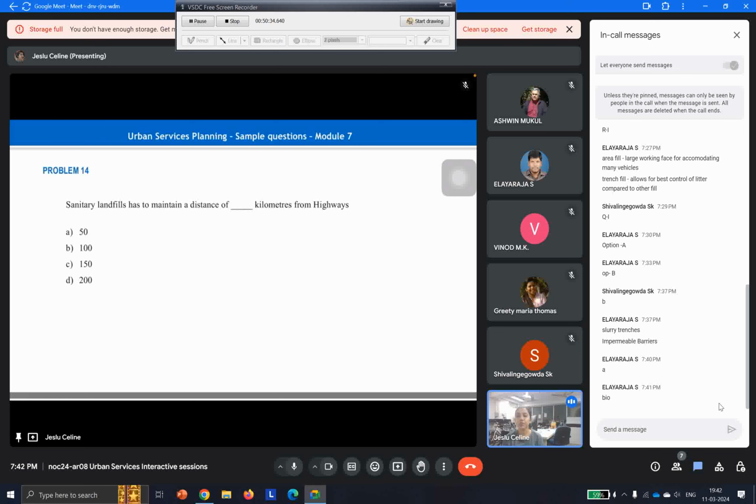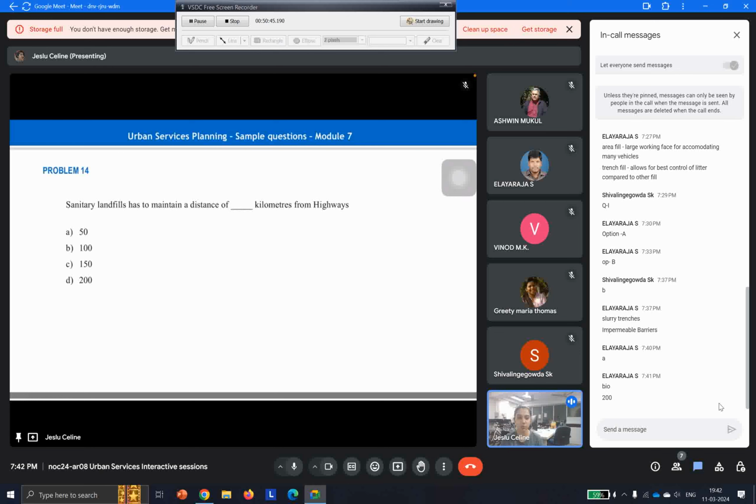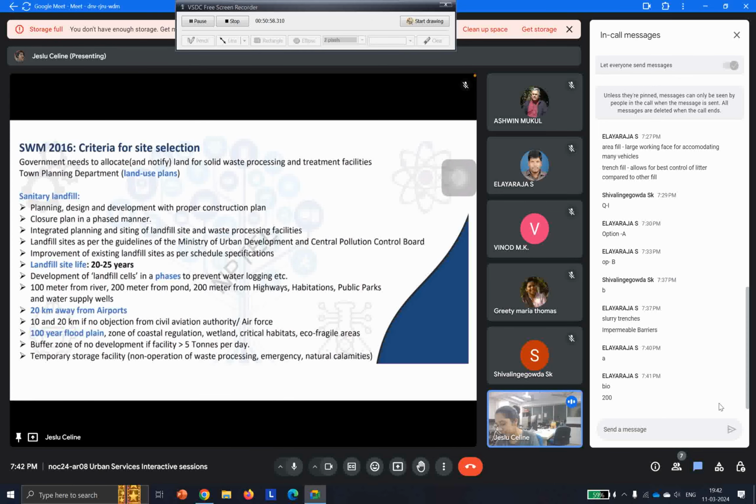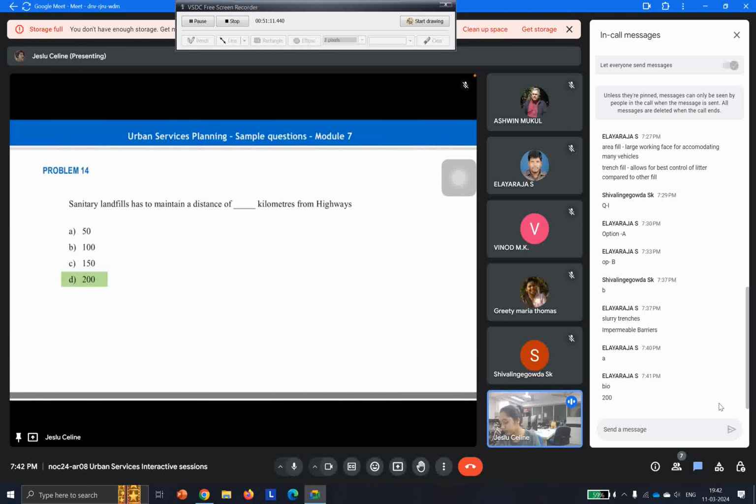Problem 14. Sanitary landfills have to maintain a distance of dash kilometers from highways. All of you should be able to answer this, because in the first question we discussed the distance from airports, and then we discussed highways. Very good, L.A. Raja. Yes, it is 200 meters from the highway. Going back to the same slide, we discussed that it should be 200 meters from highways, 200 meters from ponds, 100 meters from rivers, etc. Right. So let's proceed to the next question.